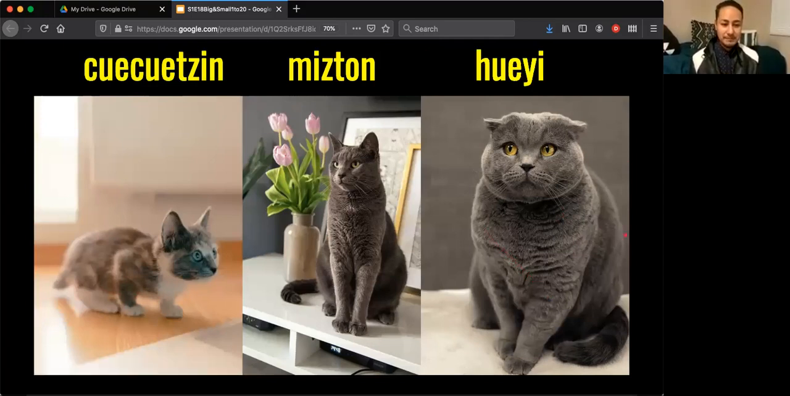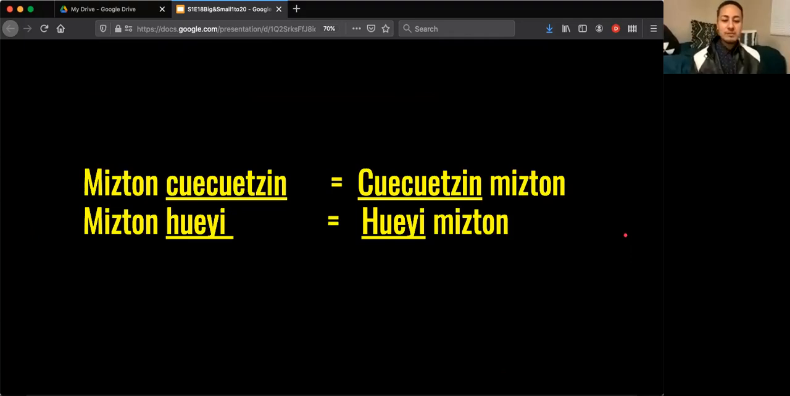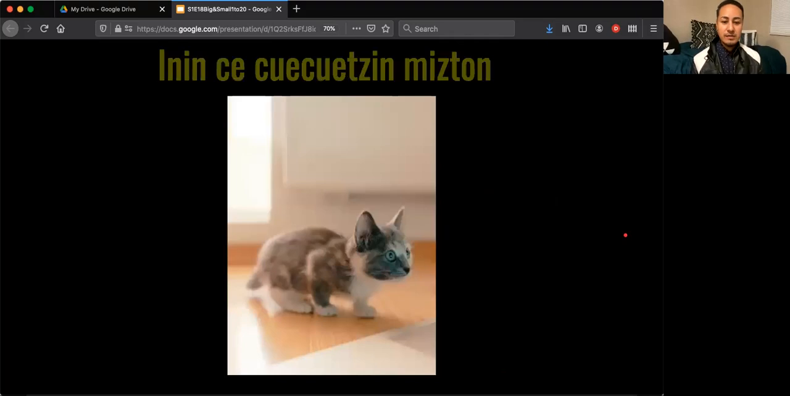Okay, kwali. So in Nahuatl, I want to point out something specific. In Nahuatl, adjectives can be before or after nouns. The order doesn't matter in Nahuatl. So you can say miston kwekwetsin or kwekwetsin miston. It doesn't matter like in Spanish or in English where there's an order. In Nahuatl, you can put it before or after. Or you could say miston hueyi or hueyi miston. It doesn't matter. Okay. So, inin se kwekwetsin miston.